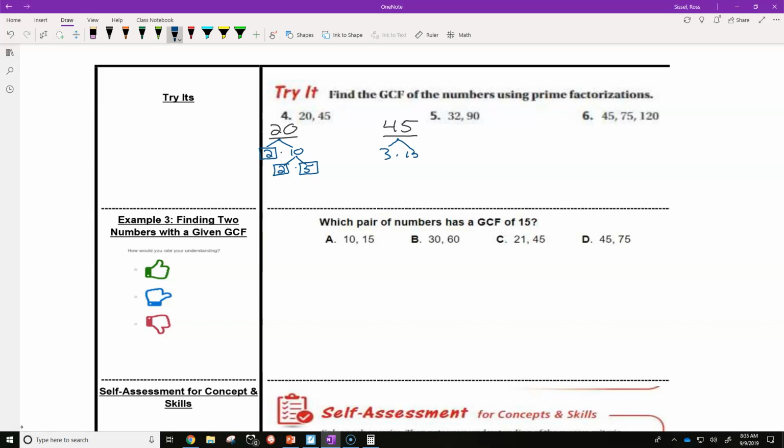Alright, that was fun. 3 times 15. And then I broke that down into 3 times 5 because I broke 10. Awesome. Okay, that was step 1.